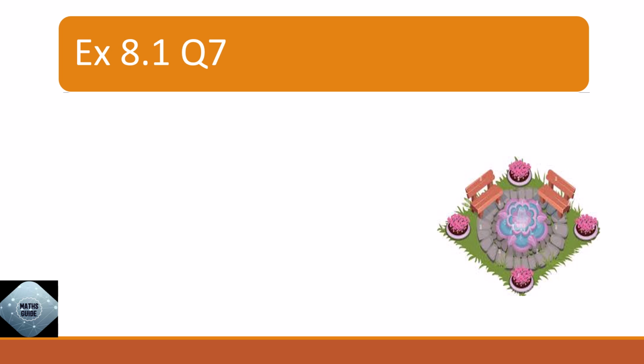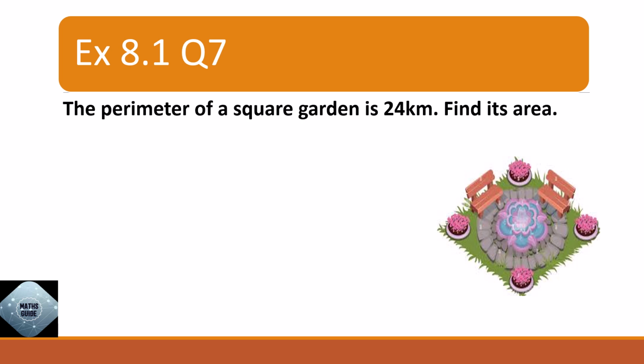This is exercise 8.1, question number 7. The perimeter of a square garden is 24 km. Find out its area. Now again the perimeter of a square garden is given, and we have to find out its area, and for finding the area, length is mandatory.